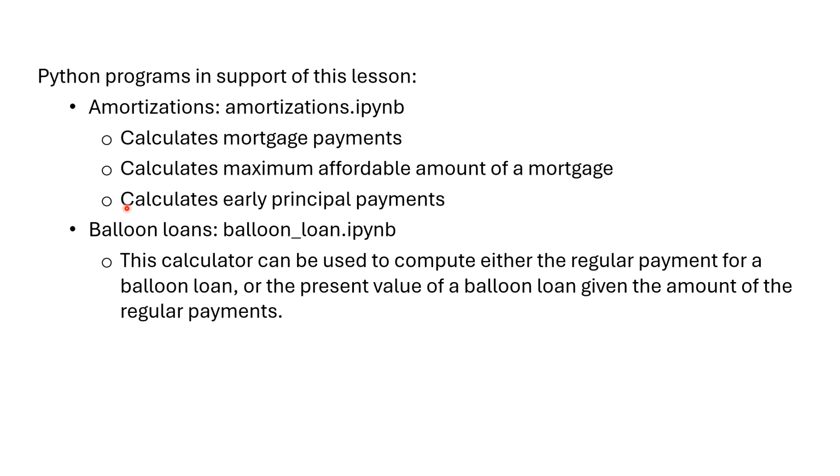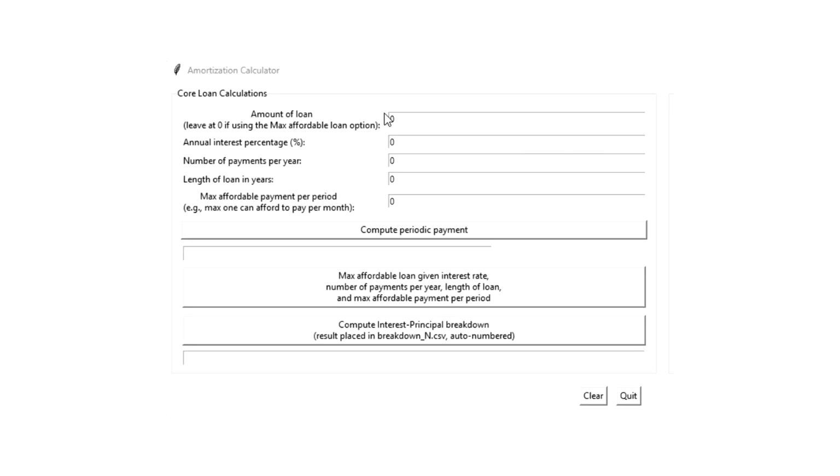Then the second program is on balloon loans, and that calculator is used to compute either regular payments for a balloon loan or the present value of a balloon loan given the amount of regular payments. And I'll give you some examples in the following slides as to how to make use of the user interface. So let's look at an example using this amortization calculator. There's two parts to it.